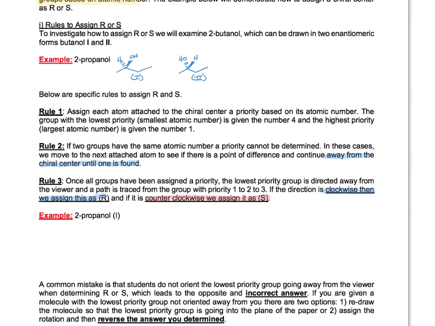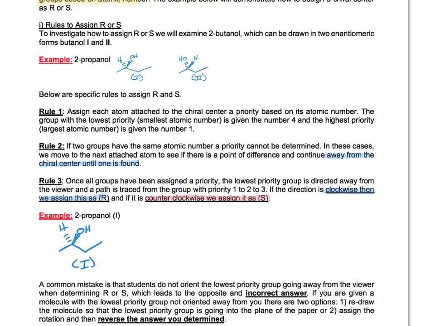So let's go down here, and we're going to redraw compound 1. So here's compound 1. OH, H. The first thing that we do is we need to look and find our chiral center. The way we find the chiral center is it's the carbon that has 4 different things attached to it. So this carbon has 4 different things. We've got a CH3, so a methyl group, a CH2, an OH, and an H. So this is our chiral center.